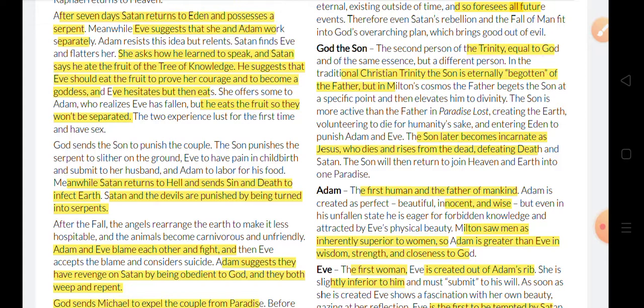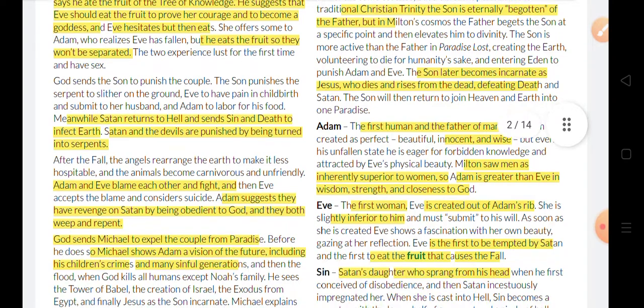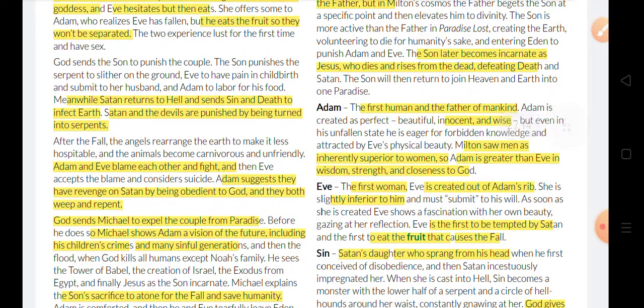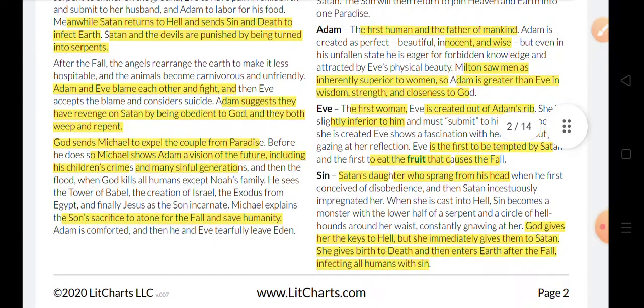Meanwhile, Satan returns to hell and sends Sin and Death to infect the earth, and Satan and the devils are punished by being turned into serpents forever. Adam and Eve then, after realizing their mistake, blame each other for that blunder, and they fight with each other. Adam suggests that they take revenge on Satan by being obedient to God again, and they both weep, repent, and lament what they have done.